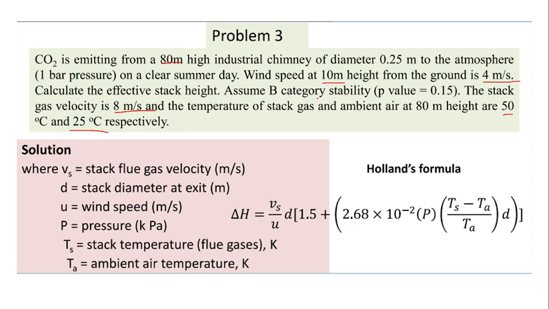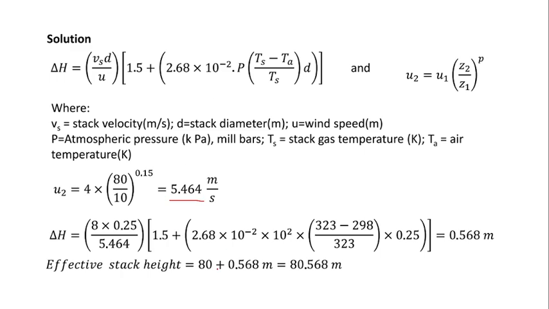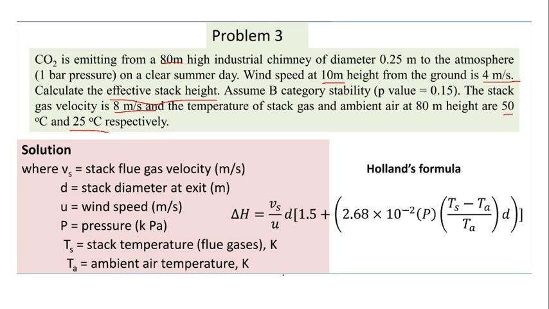What is asked in the question is they ask you to find the effective stack height. You know the formula, right? So the effective stack height, already the height is 80. From there, it has risen by 0.568 meter. So the effective height is 80 plus 0.568, which is 80.568 meter. Okay. Do you have any doubt in this problem?